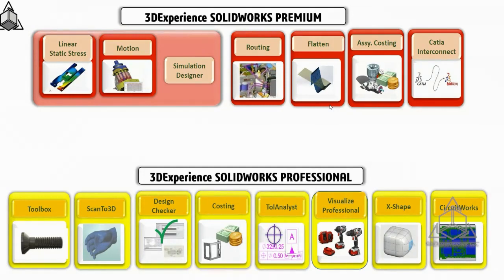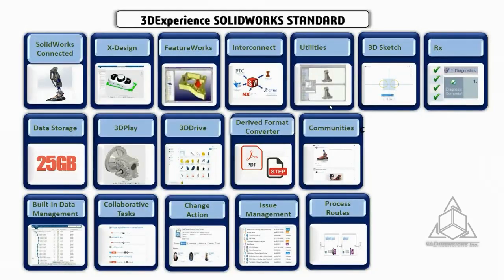You get another XDesign tool, another 100% cloud-based tool called XShape. This is for organic modeling, the clay, push, pull, drag. Very, very powerful. If you ever need anything that you would use surfacing on, this is going to be a much easier tool to create those organic shapes. And then you get CircuitWorks. As you go up another level, you got your standard premium offerings with your simulation, your motion, your routing, costing, flatten, and interconnect. So the three levels match what we have on the desktop, with the difference being SOLIDWORKS Connected, which we showed you today.